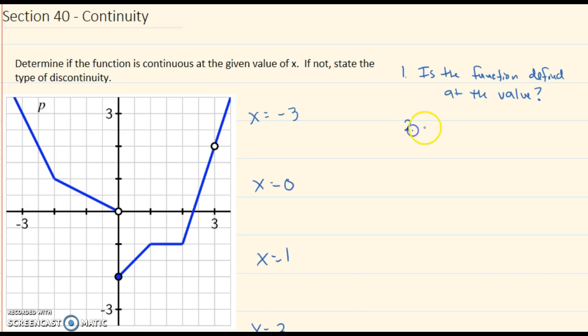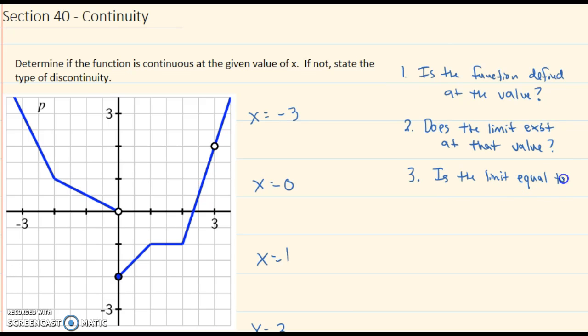The second thing we're looking for is, does the limit exist at that value? Does the value from the left and the right approach the same thing? And the third thing we're looking for is, is the limit equal to the value of the function?